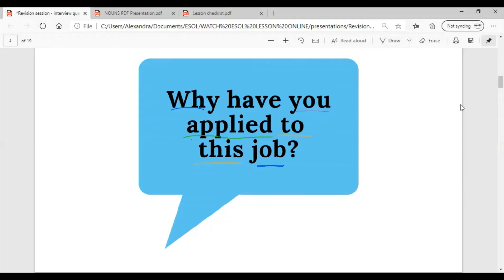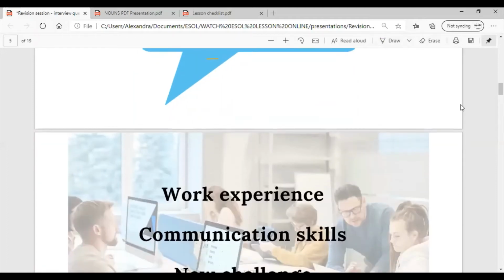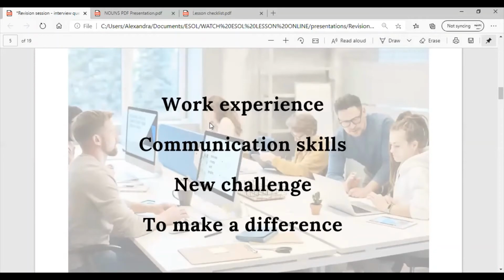Now we're going to look at the question itself. Why have you applied to this job? Here are a couple of common things that you could say in a job interview. You might be looking for work experience. You might be wanting to improve your communication skills depending on the job. You might be looking for a new challenge. You might feel like what you've done with your previous employment history has been enough and you would like to do something different, or you might want to do something where you're helping the community, you're making a difference.